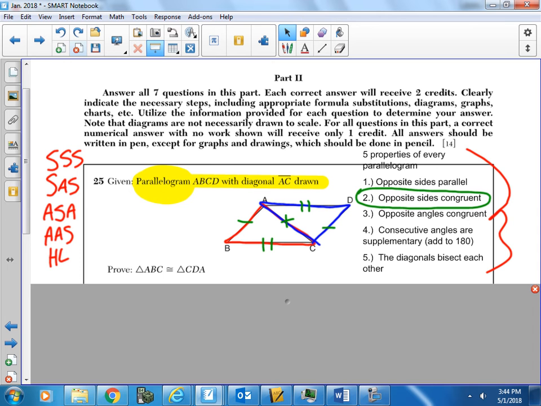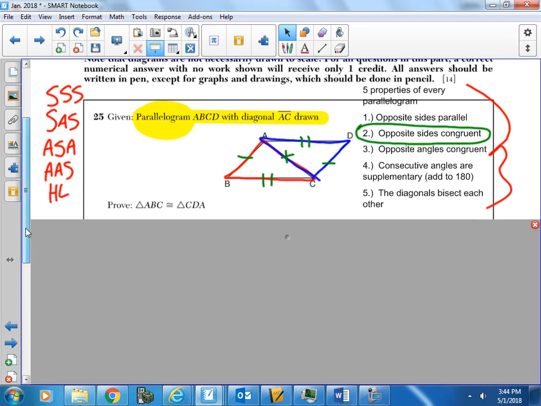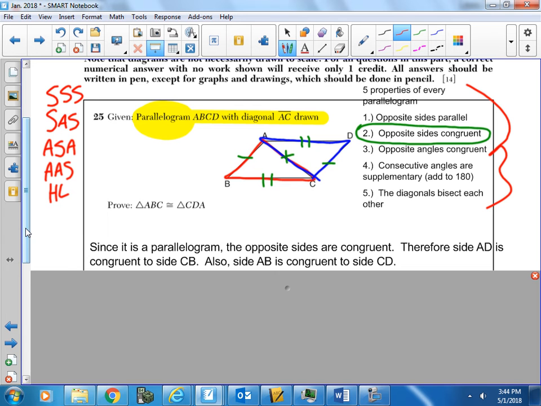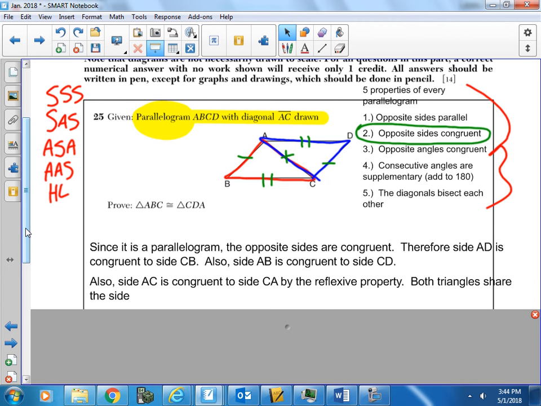Okay, so now let's go ahead and write this up. Here's what I started with. Since it is a parallelogram, the opposite sides are congruent. Therefore, side AD, and we mark that, is congruent to side CB. Also, side AB is congruent to side CD, and we mark those. That's all based on the fact that it is a parallelogram. And also, side AC is congruent to side CA by the reflexive property. Both triangles share the side.